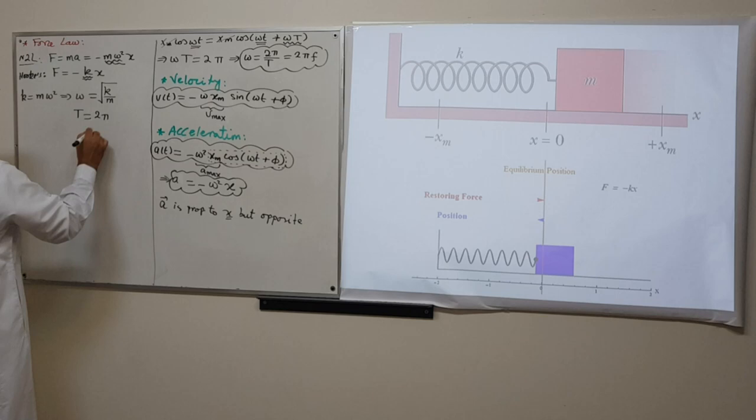Now, what is he looking for? Calculate the period. There is the period. The frequency is the reciprocal of the period. So 1 over 0.5 is equal to 2 hertz. And the amplitude, there we calculated the amplitude.